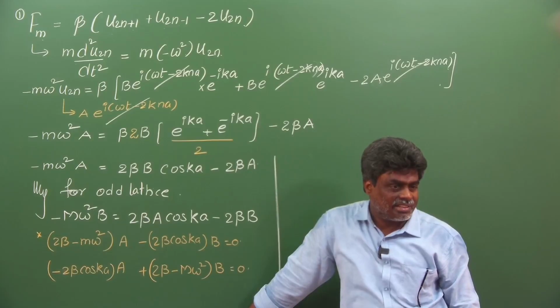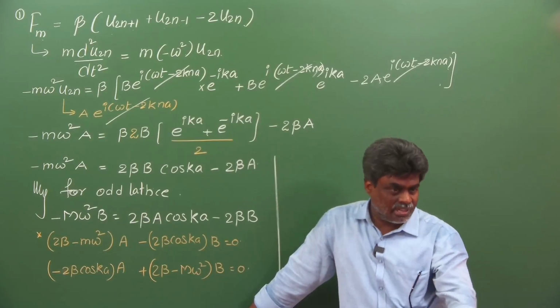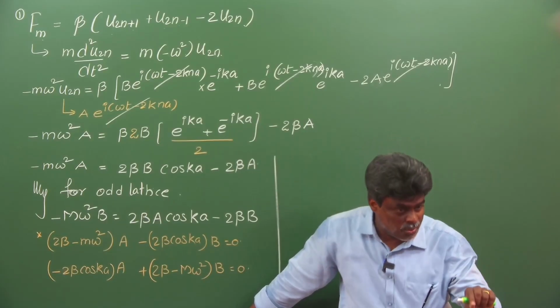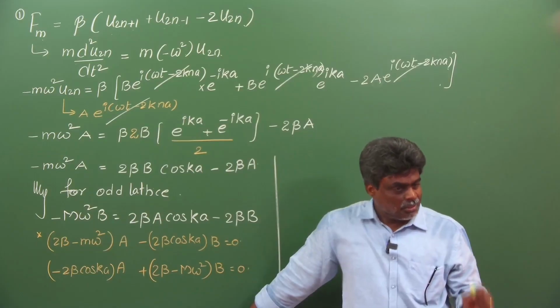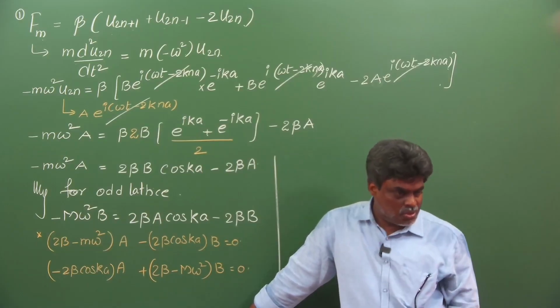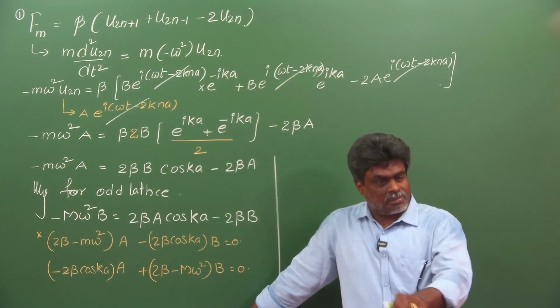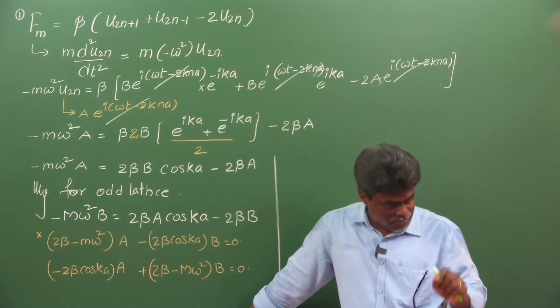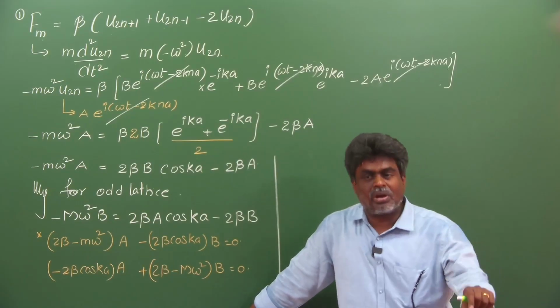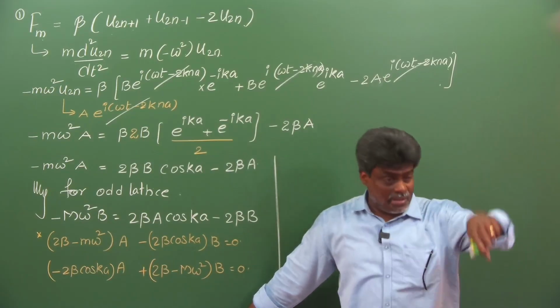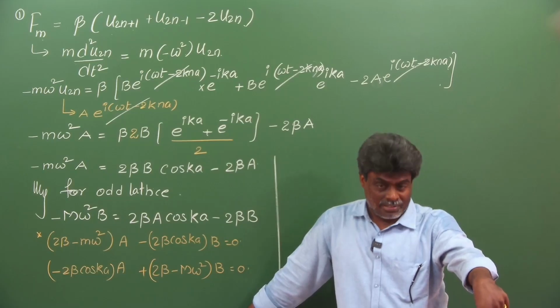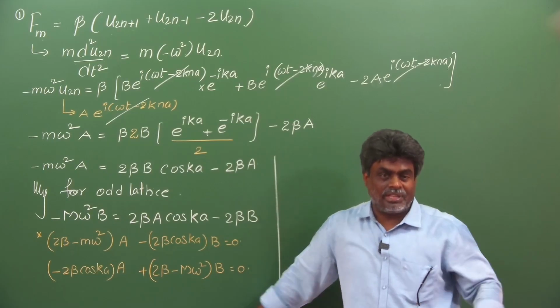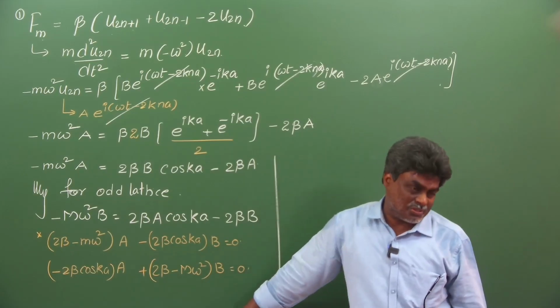Trivial means A and B are 0. Trivial solution means 0 solution. For example, 2x plus 3y equal to 0, another ax plus by equal to 0. The trivial solution is x is 0, y is 0. For a non-trivial solution, not equal to 0, the determinant should be 0.